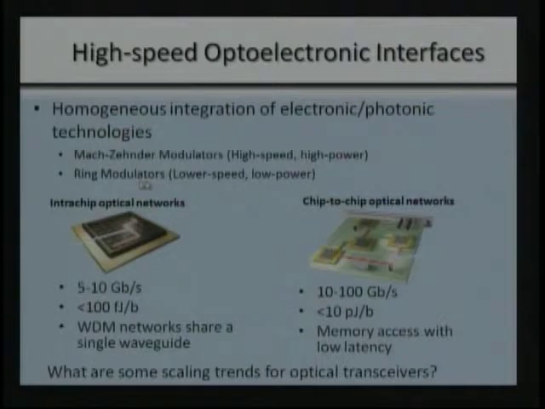Another very interesting optical device that's been proposed over the last 6 years is a ring modulator, which can be implemented in silicon. It has a lot of prospects for this intra-chip optical network because it's low speed, but it also is very low power. And we wanted to look at whether this would also be a candidate for these chip-to-chip, very high-speed applications.